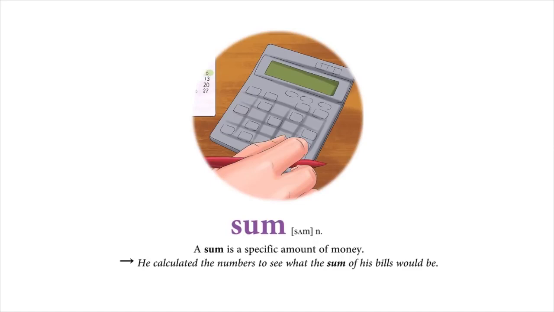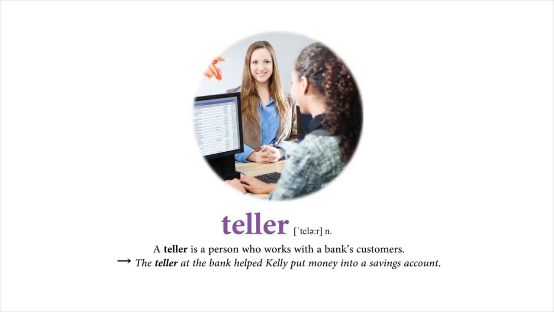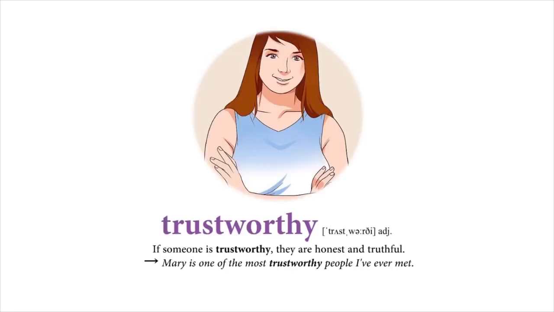Sum. A sum is a specific amount of money. He calculated the numbers to see what the sum of his bills would be. Teller. A teller is a person who works with a bank's customers. The teller at the bank helped Kelly put money into a savings account. Trustworthy. If someone is trustworthy, they are honest and truthful. Mary is one of the most trustworthy people I've ever met.